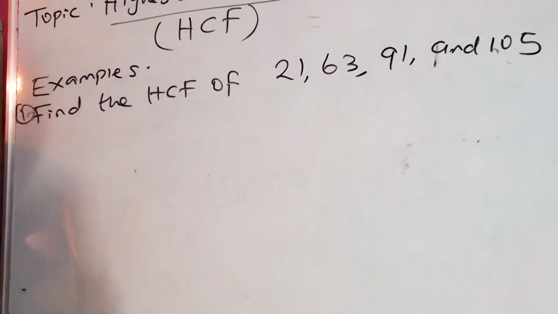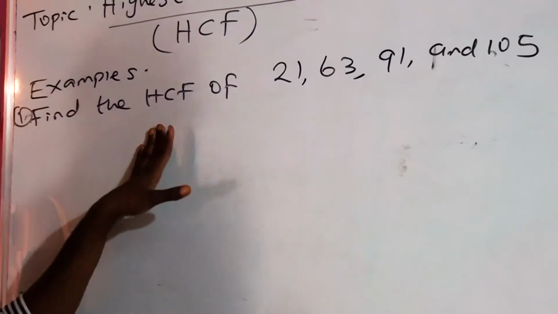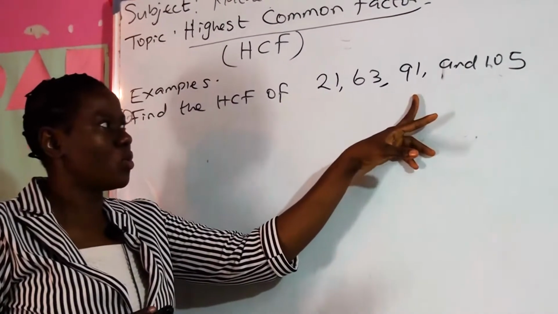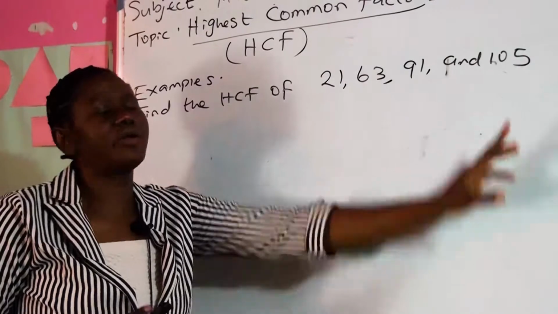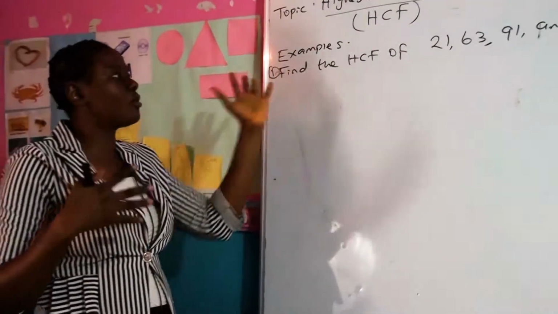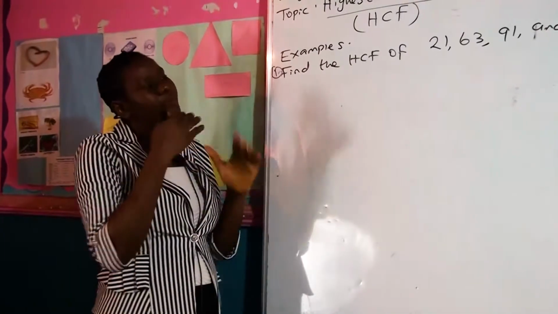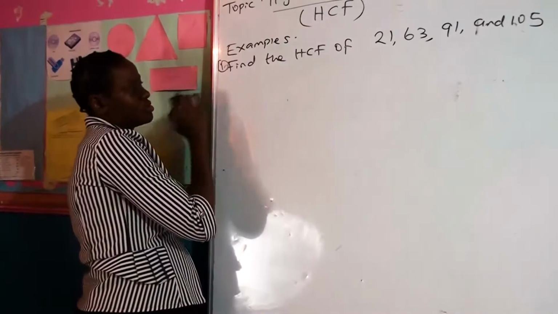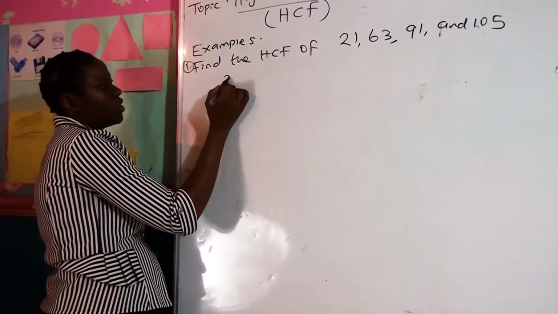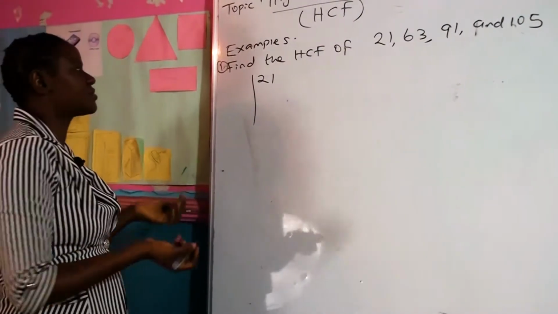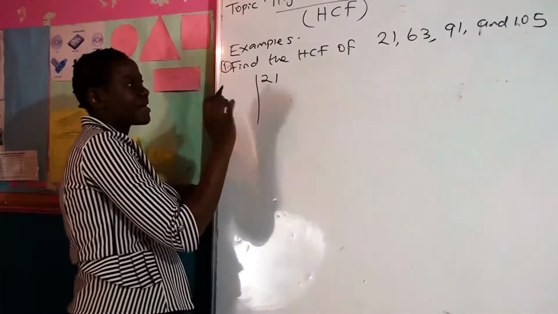We want to look for the HCF, highest common factor of 21, 63, 91 and 105. What is the highest factor that could be common to them? Now we break each number down. For 21, what are the factors of 21?